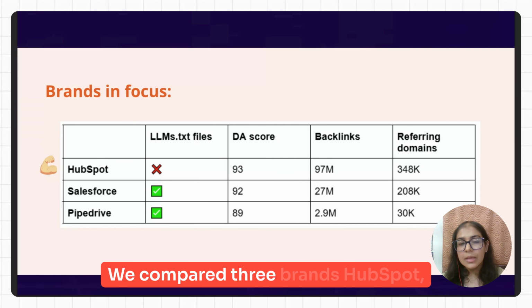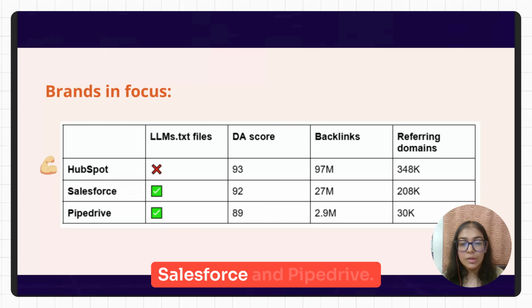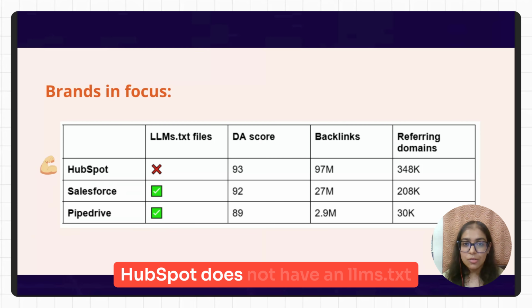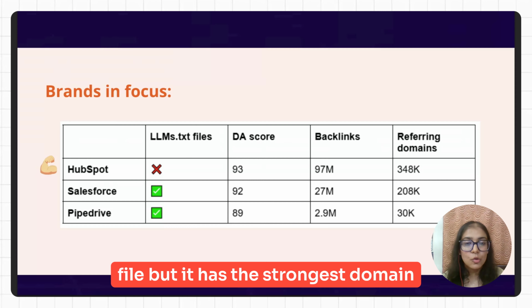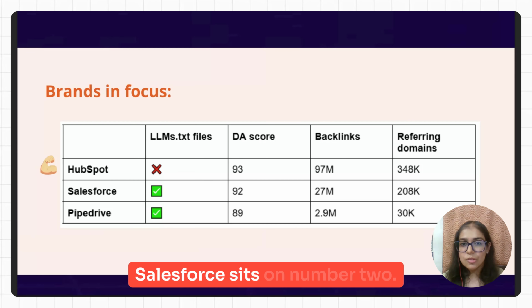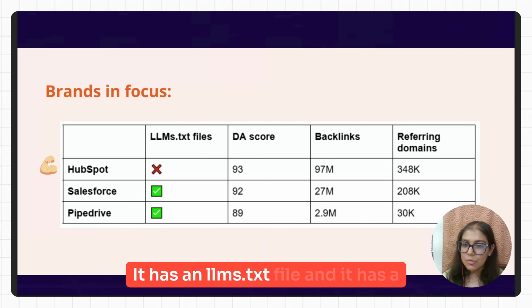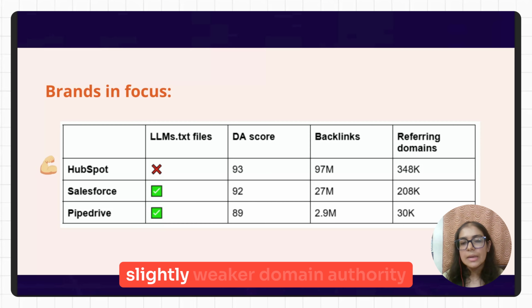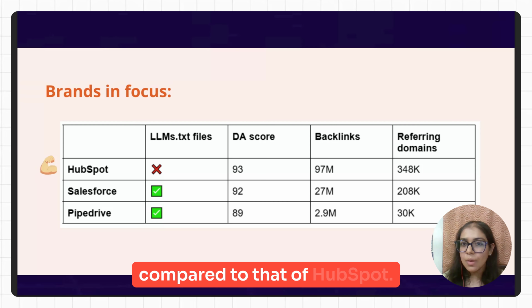We compared 3 brands, HubSpot, Salesforce, and Pipedrive. HubSpot does not have an llms.txt file, but it has the strongest domain authority score and the strongest backlink profile. Salesforce sits at number 2. It has an llms.txt file, and it has a slightly weaker domain authority score and backlink profile as compared to that of HubSpot.